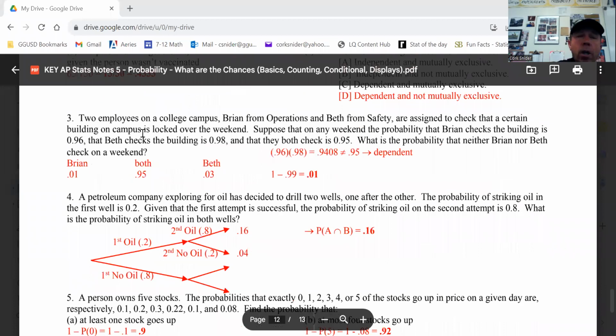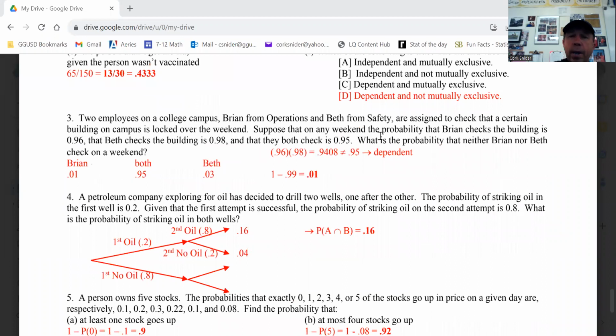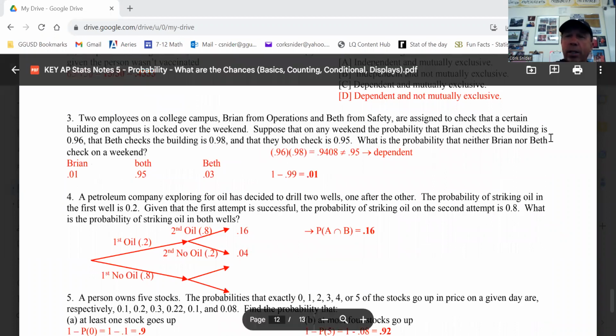Two employees on a college campus, Brian from operations and Beth from safety, are assigned to check that a certain building on campus is locked over the weekend. Suppose that on any weekend, the probability that Brian checks the building is 96% and Beth checks the building is 98%. Okay, so they both check is 95. What is the probability that neither Brian nor Beth check it?